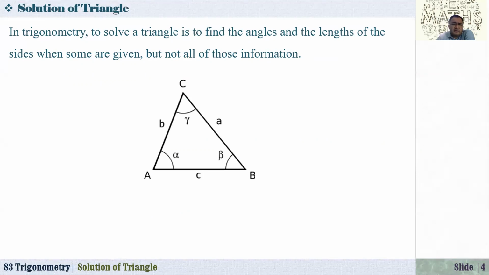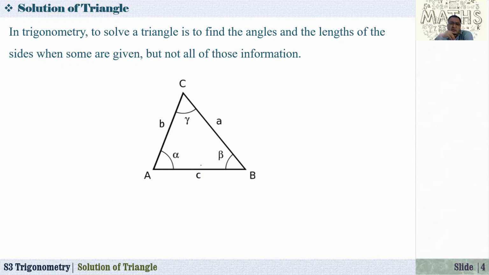Once again, solution of a triangle: what we mean by this in trigonometry is that to solve a triangle is to find the angles and the lengths of the sides when some, but not all, of that information is given. For example, let's say if b and c and alpha are given, how do you find the length of a? Or if all angles are given and one side is given, can we find the remaining sides of this triangle?